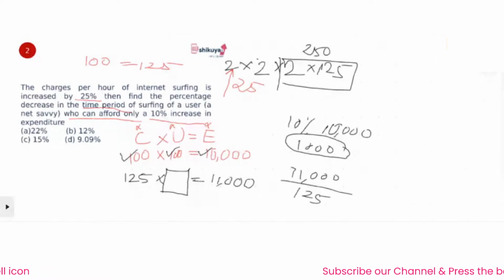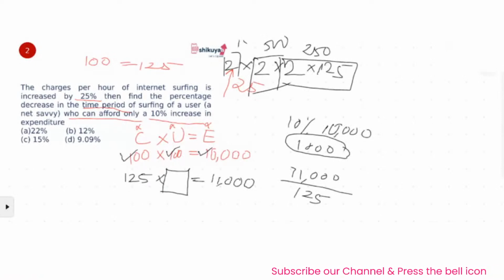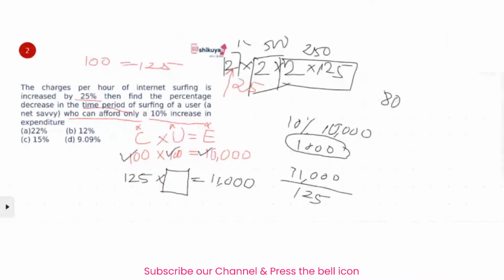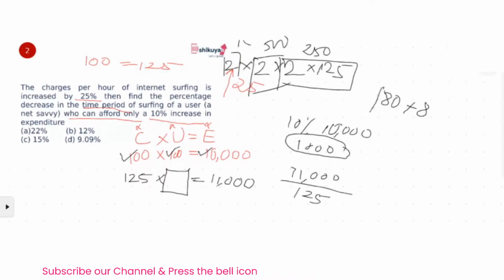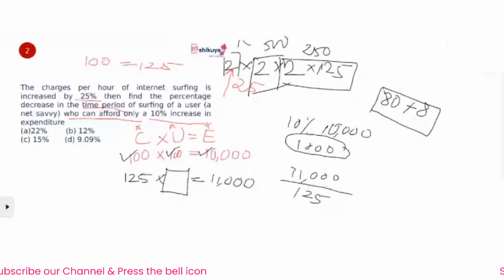Double of that value is 500 and double of that is 1000. So ultimately 8 times 125 is 1000. So 80 times 125 is going to be 10,000, and there is one more 1000 pending, which is going to be 8. So my answer of this division is 88. So the internet usage has become 88.